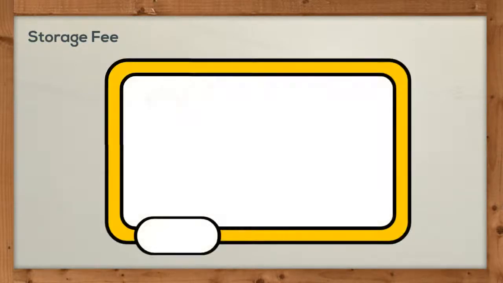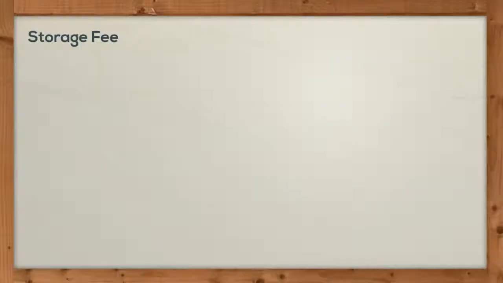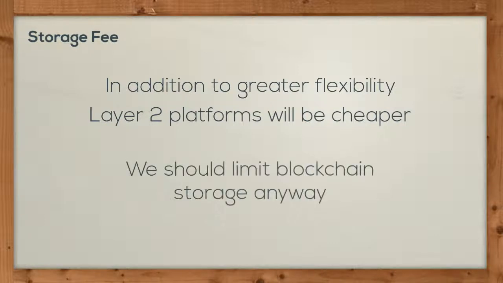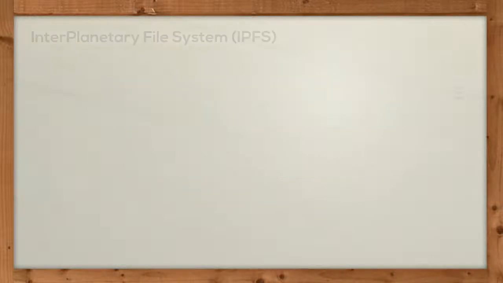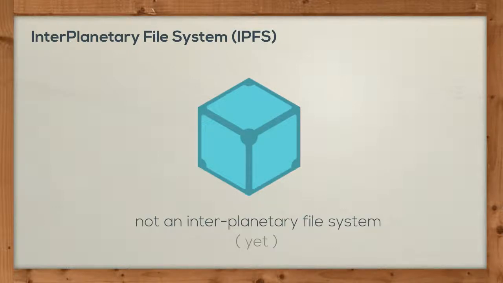The second constraint is that there is a large fee associated with storing data on the blockchain. Once again, as the technology matures, the storage fees will be reduced and possibly eliminated. Nevertheless, it is still good practice to limit Ethereum data storage requirements. To this end, the verifiable voting scheme uses the interplanetary file system.